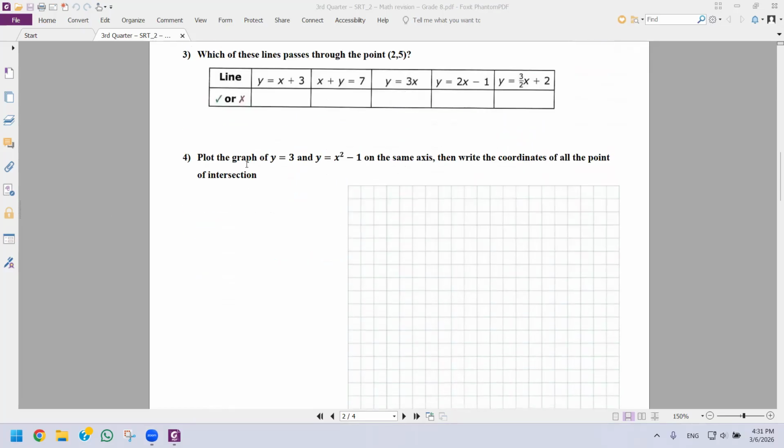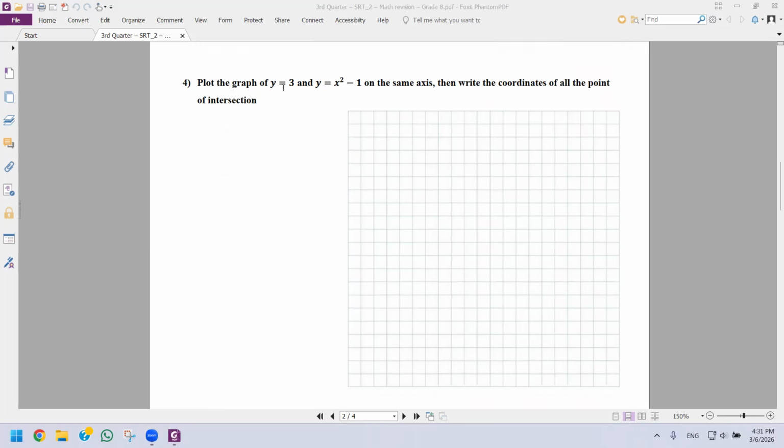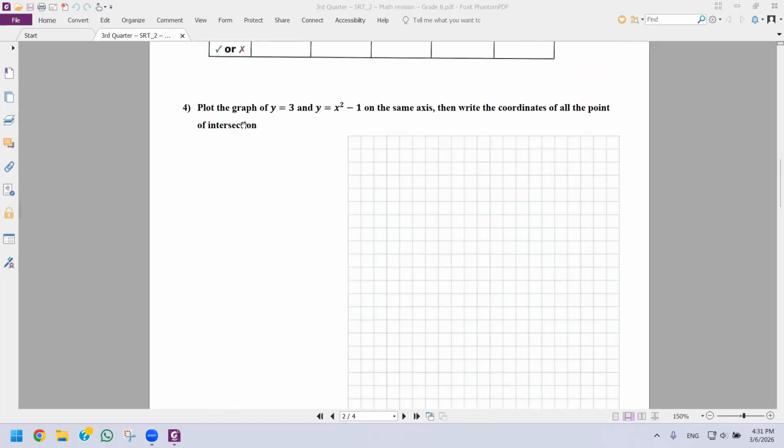Next question we have. Plot the graph of y equals 3 and y equals x squared minus 1 on the same axis. Then write the coordinates of all the points of intersection. Okay, now let's see. First, I need to get the values in order to draw. y equals 3, this is so easy. It's a horizontal line. But y equals x squared minus 1, how can I draw that? We should make an xy table to get points.